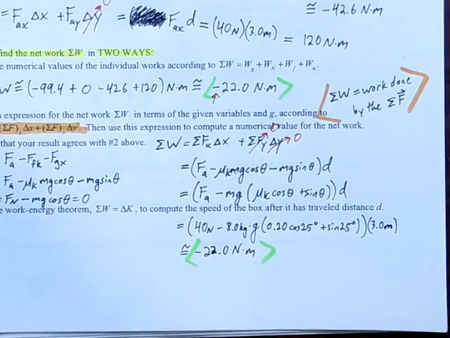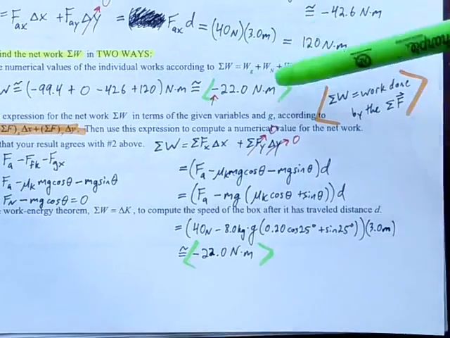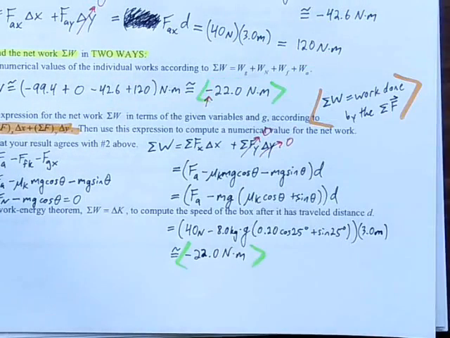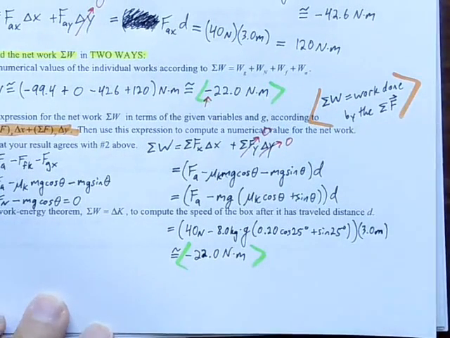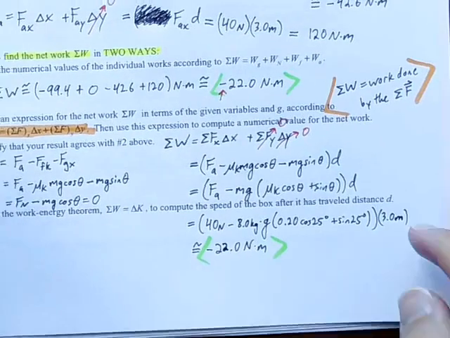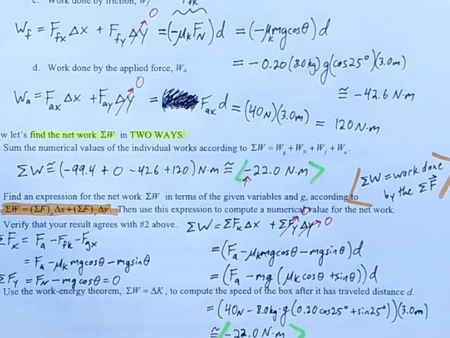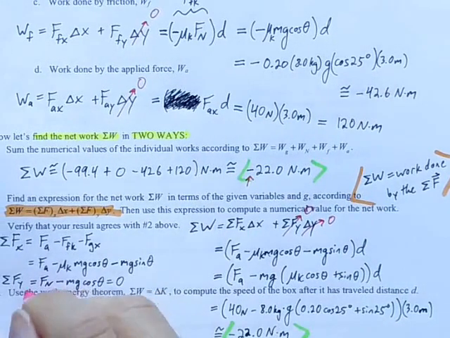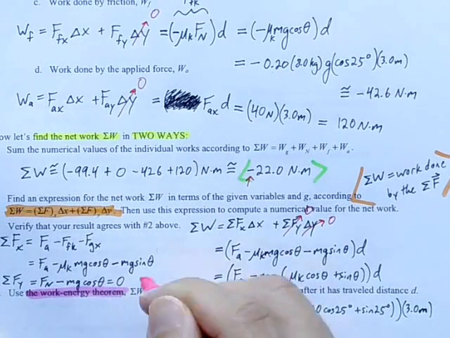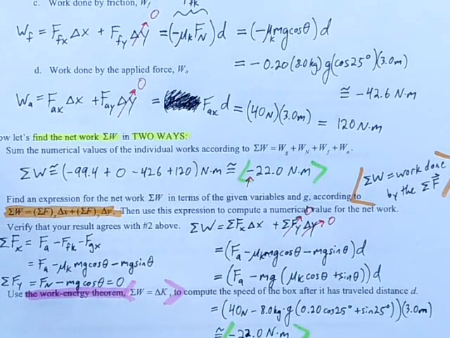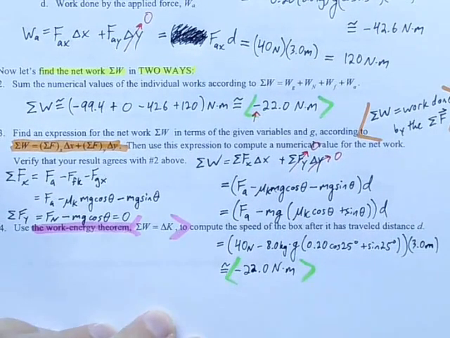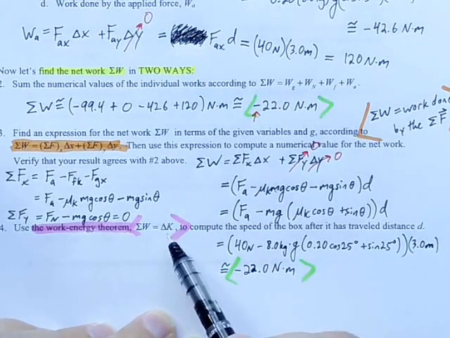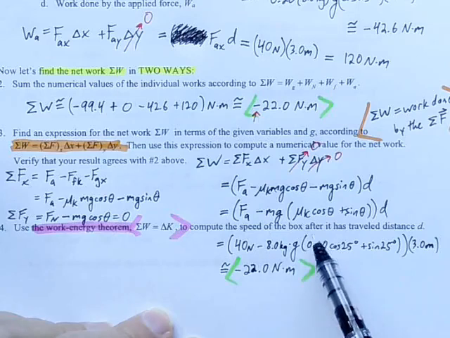Okay, so we did that in two different ways. I wanted to show you how these two expressions are equivalent to one another. So the net work is both the sum of the individual works, and it is the work done by the net force. Lastly, let's now apply the famous work-energy theorem. The value of finding the net work done on an object is that we can then apply the work-energy theorem to determine the change in kinetic energy of the object, to determine whether the speed increased or decreased. We can compute the speed of the box after it has traveled distance d.